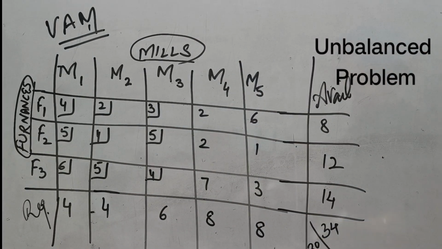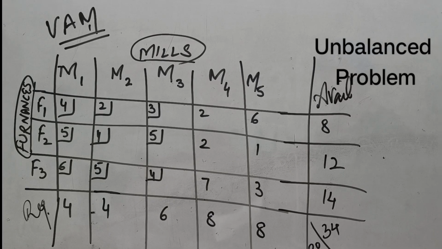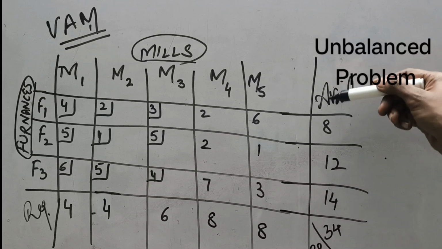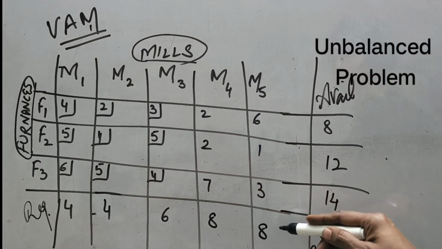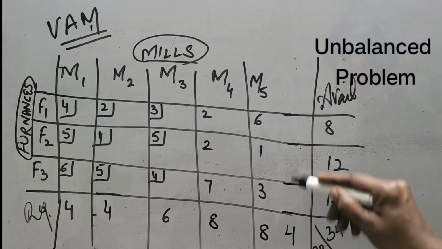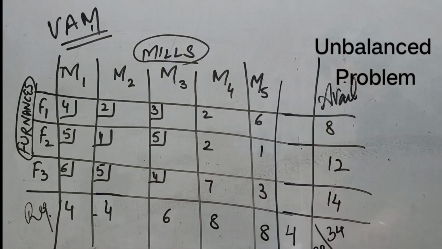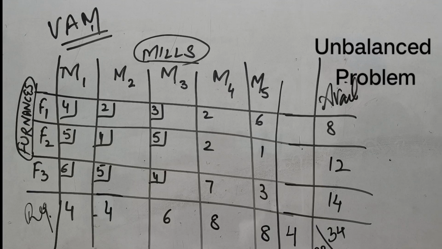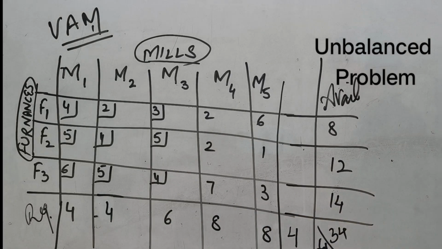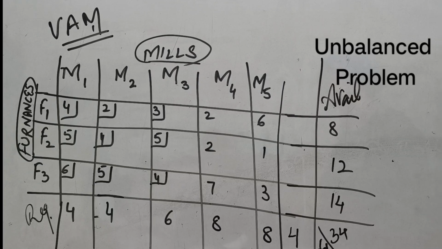So before proceeding with the VAM method, I have to make it a balanced problem. So how can I make it a balanced problem? From this side it is 34. This side it is 30. So here I require 4 also. So 4 again is required. If I just introduce one dummy here and I write 4 over here, you will see this total will also come out to be 34. It will be converted into a balanced problem.